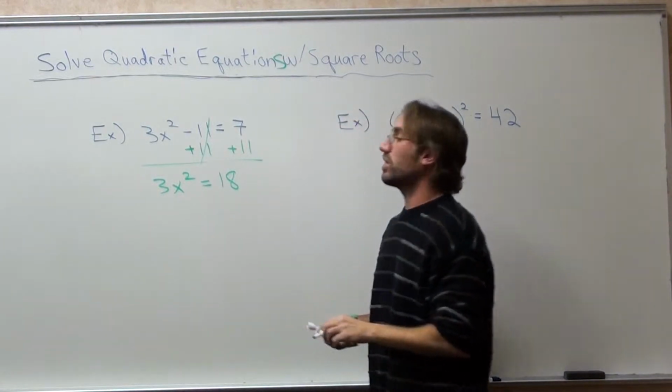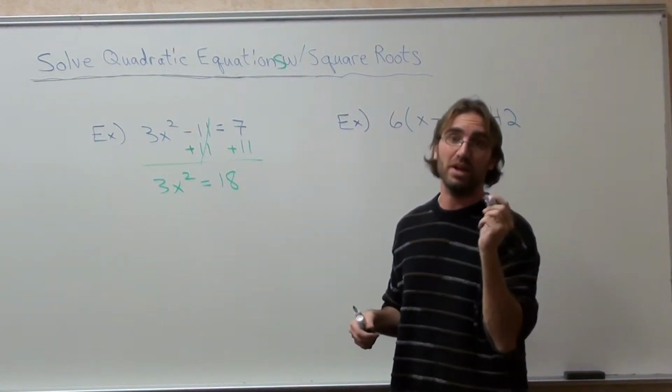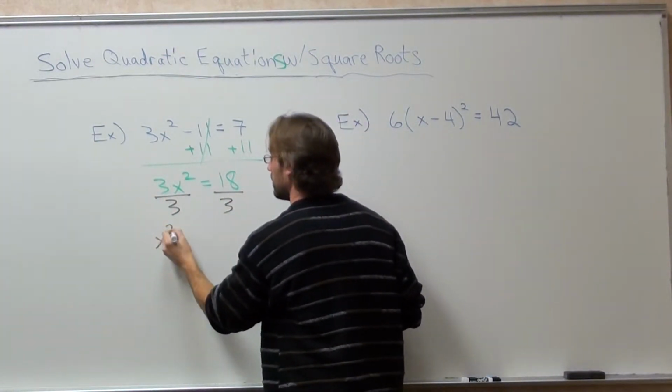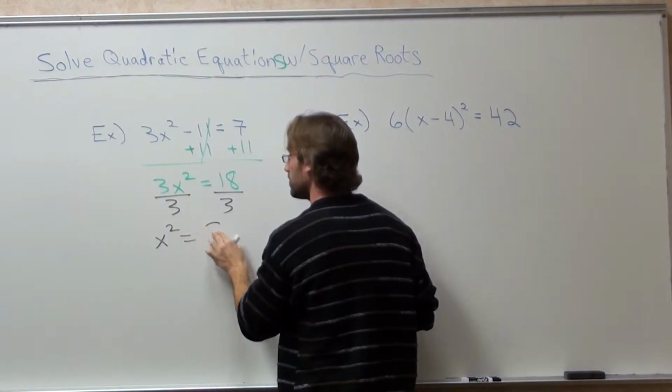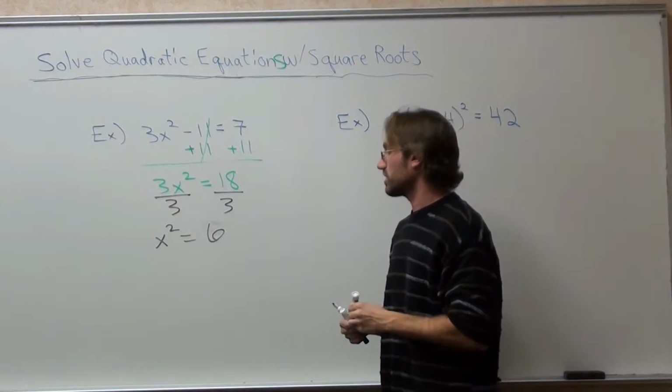3x squared equals 18. I've got 3 times x squared equals 18. Divide by 3 on both sides. Oops. That's 6, actually. X squared equals 6.